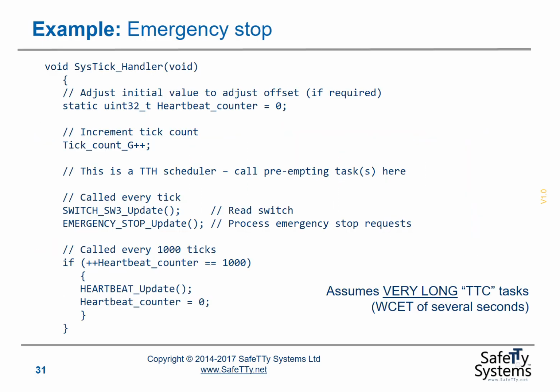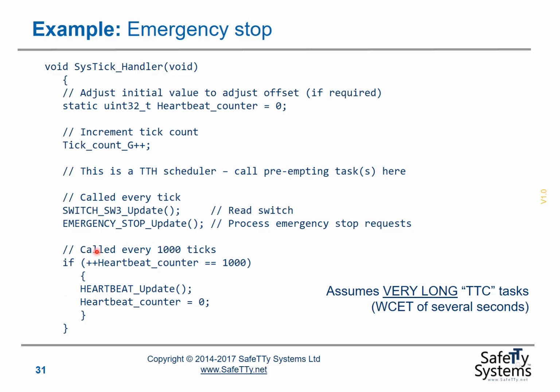So this is an example of how our SysTick handler might look in such a TTH design. Here we're assuming that we may have some very long TTC tasks, perhaps with a worst-case execution time of several seconds even in this design. And because it's a TTH scheduler, we call our preempting tasks from the timer ISR. In this case, we're assuming it's an emergency stop switch. So we've got some long cooperative tasks, and we're periodically interrupting that cooperative task to read the emergency stop switch.